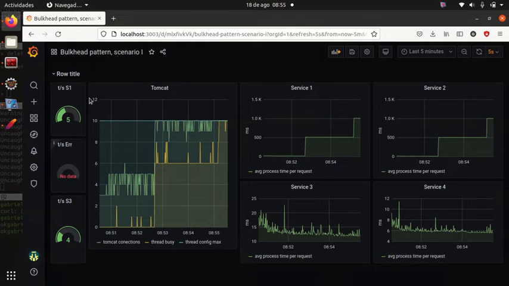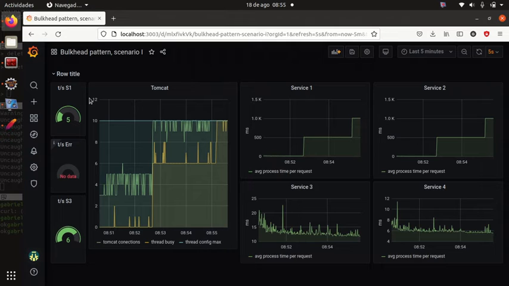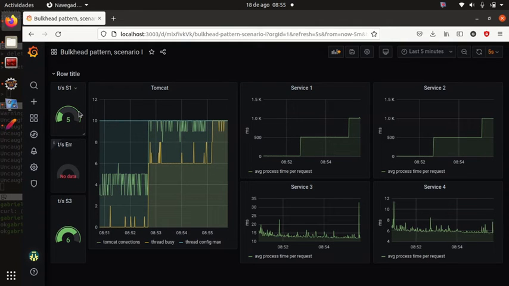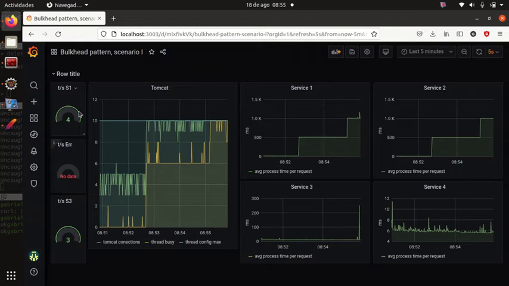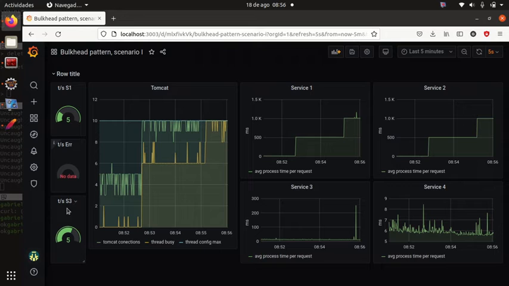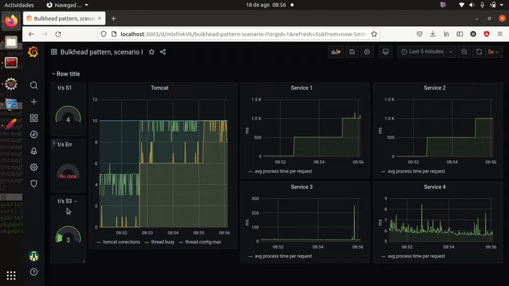Now it is using the maximum of available threads and the maximum of connections, and you can see on the left side that the service is not able to process a constant number of transactions. In fact, the last second processed only 3 transactions per second on service 3. And here we can say that the whole application is not working well.